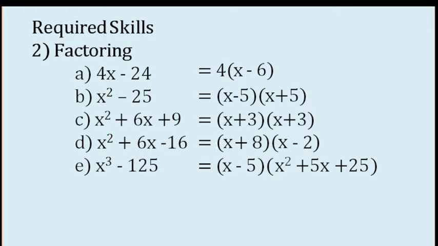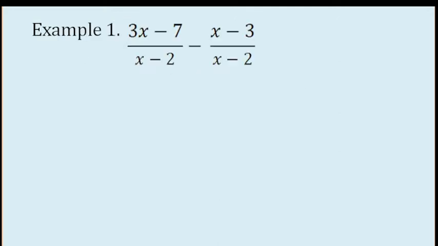Now, we have already reviewed two skills, factoring and multiplying. Now, we will do example 1. Example 1 is the easiest case because the denominators are the same, x minus 2, x minus 2. So we will just write it down and then perform the operation on the numerator, 3x minus 7 minus the quantity x minus 3.